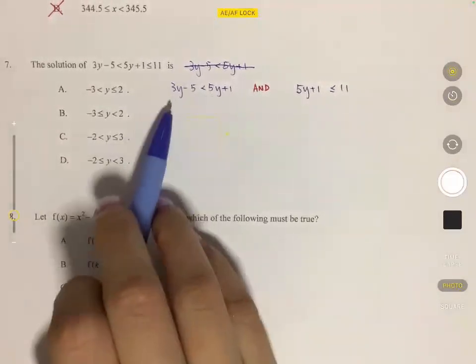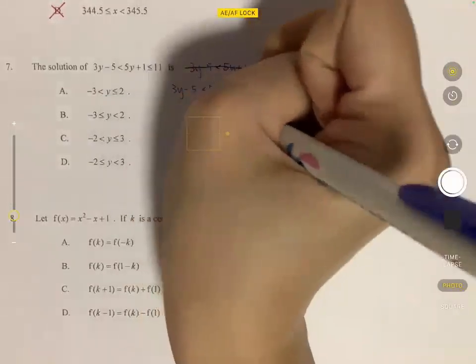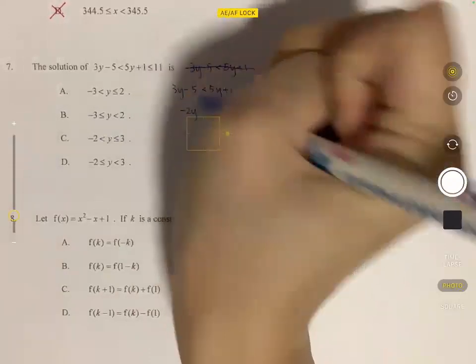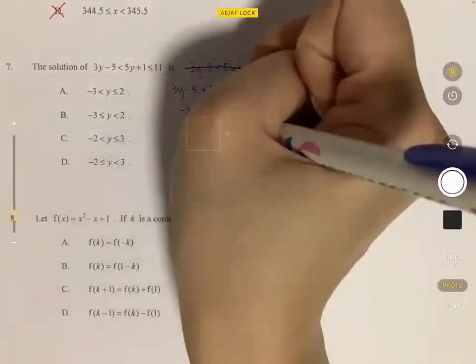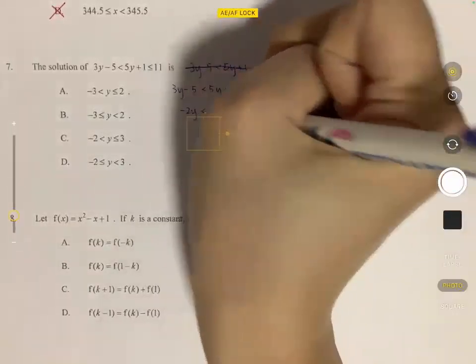Okay, remember. After that, what we need to do is solve the inequality just like normal. Just move the terms. Change subject, so plus 5y becomes minus 5y. So we get 3y minus 5y, which is negative 2y. Minus 5 goes to here and becomes plus 5. 1 plus 5 is 6. If we just do plus and minus, there is no change for the sign.